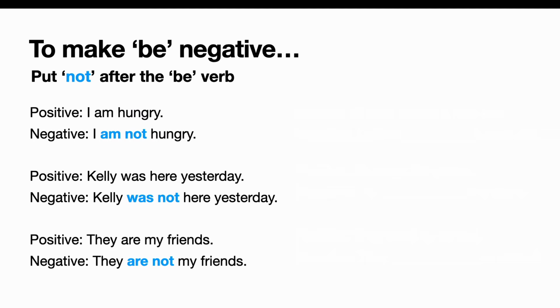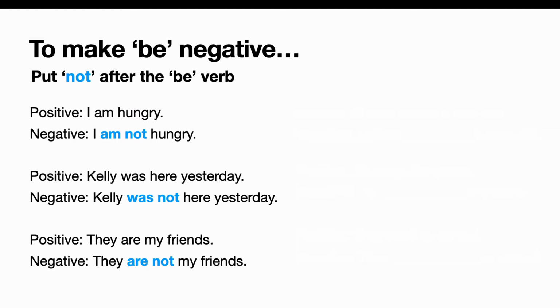Now let's talk about how to use helping verbs to make negative statements. To make be negative, all we have to do is put not after the verb. So if your main sentence uses be as its main verb, then we just have to put not after it. So, I am hungry. Am is the present simple form of be. We just say, I am not hungry.